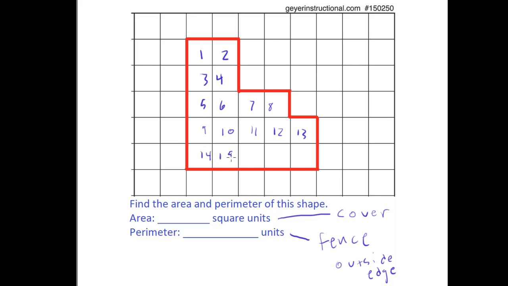So here I'm at 14, 15, 16, 17, and 18. This shape covers 18 square units, and it's always going to cover 18 square units if it's going to be this shape.